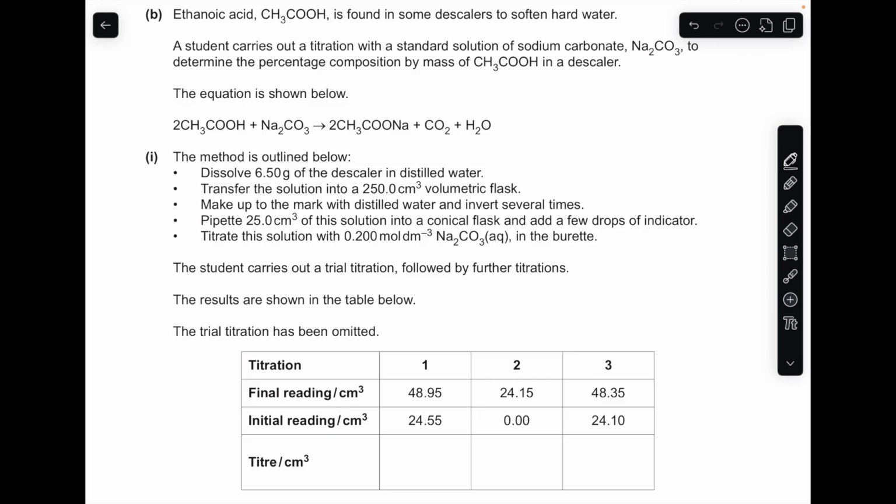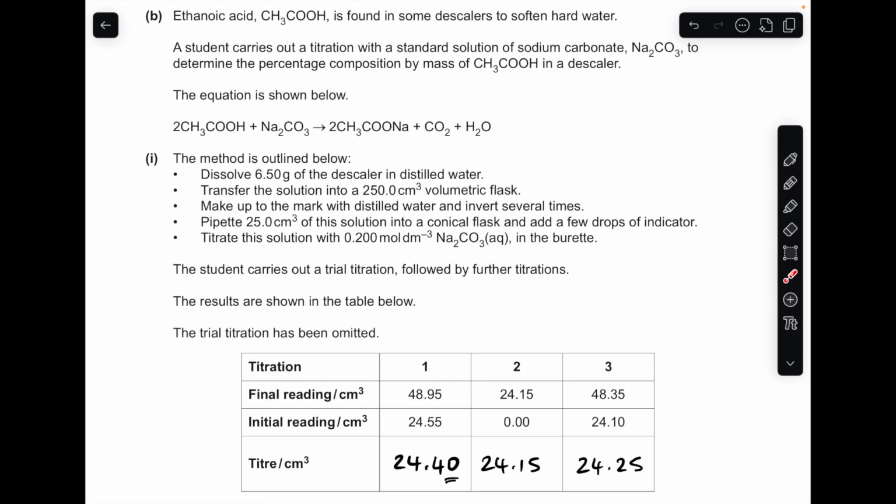Moving on to part B, so we've got all this information about this experiment that's been carried out to work out the percentage composition by mass of ethanoic acid in a descaler. But the first thing we've got to do is complete the table of titration results for the three titers. So obviously we're just going to take the initial reading away from the final reading. So there's the three titers there, but you've got to be really careful with this one because your calculator is just going to say 24.4. That 0 needs to be there.